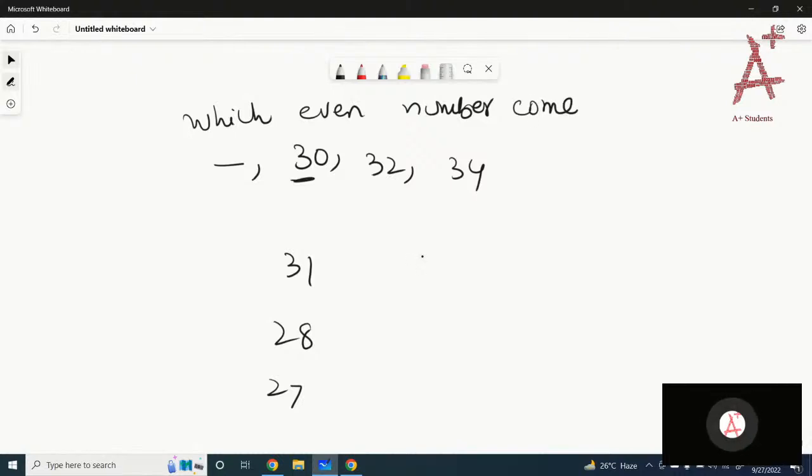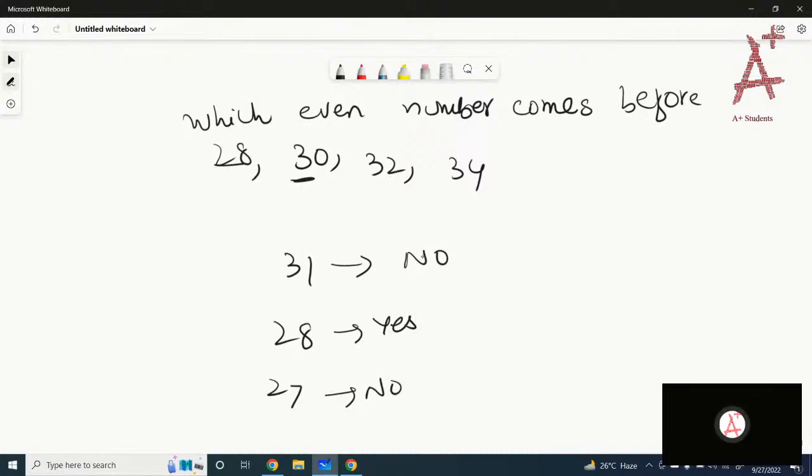Okay, now let's check the given options. So the first option is 31. Is 31 an even number? No, 31 is not an even number. Now let's check 27 and 28. Is 28 an even number? Yes, it is. So 28 is an even number. 27 is also not even. Got it?